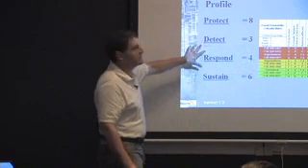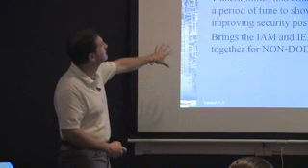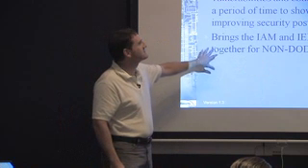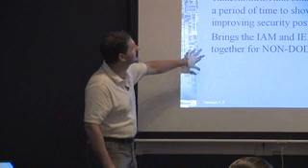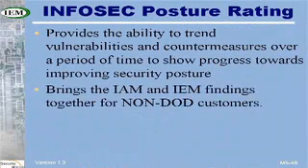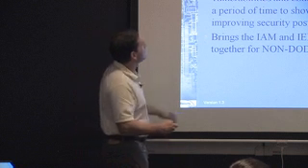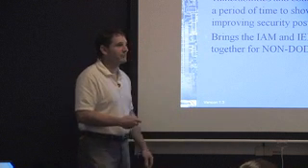So that's the IPP. That's the InfoSec Posture Profile. Now, you're probably going to like this one better. Okay, this is the IPR, the InfoSec Posture Rating. All right, same type of concept. It's a trending mechanism. It's not meant for any other organization but your own. It brings in concepts, the vulnerabilities for the IAM and the IEM. It can help show progress toward improving.